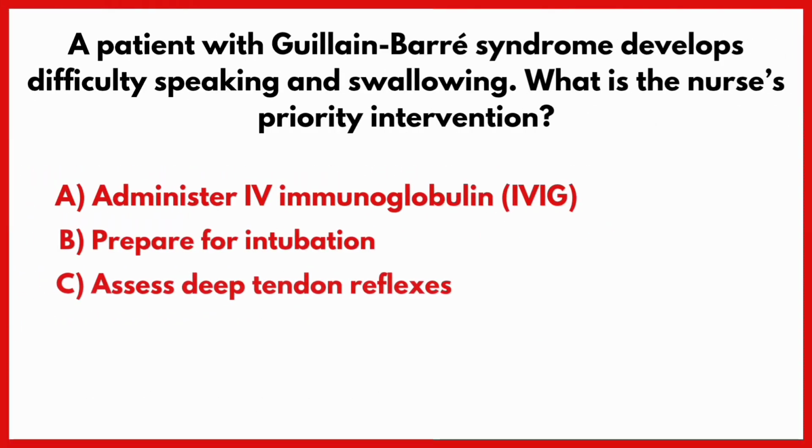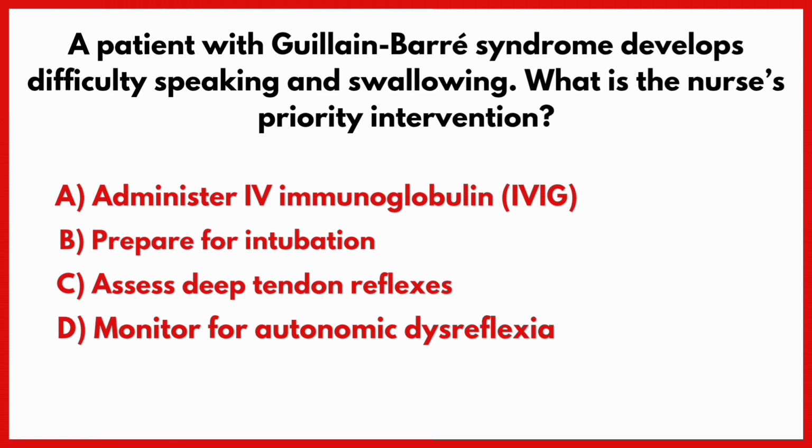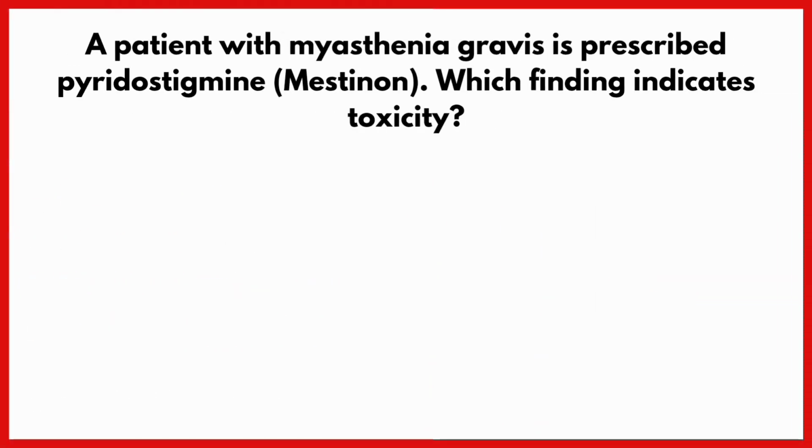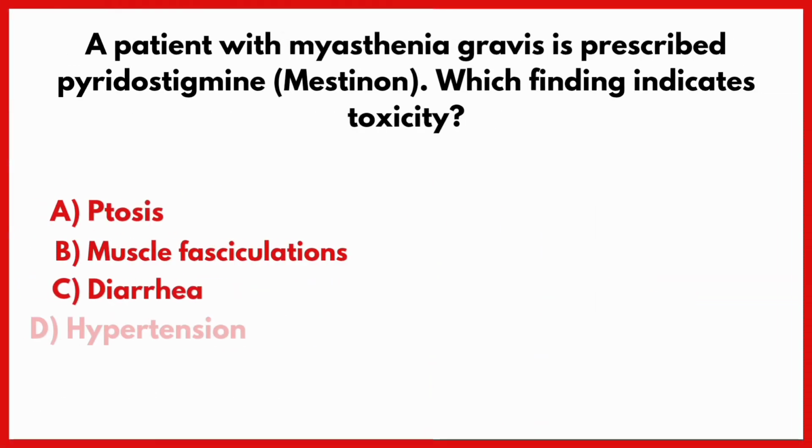A patient with Guillain-Barré syndrome develops difficulty speaking and swallowing. What is the nurse's priority intervention? Correct answer is option B. Prepare for intubation. A patient with myasthenia gravis is prescribed pyridostigmine. Which finding indicates toxicity? Correct answer is option B.